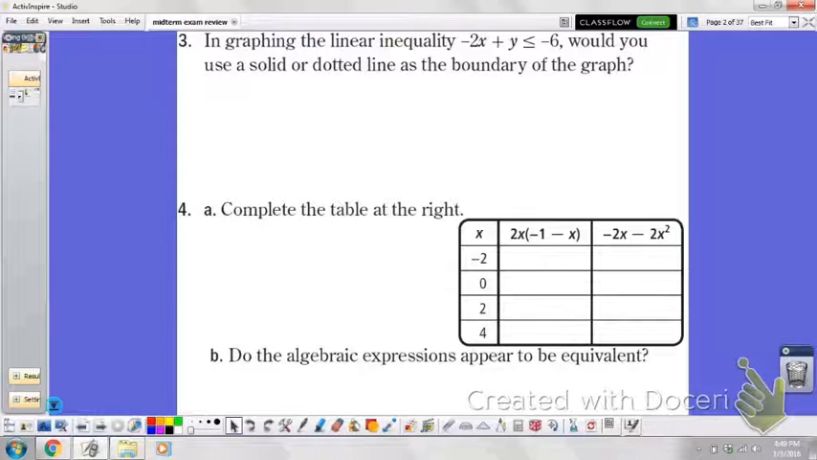Number 3 says, in graphing a linear inequality, -2x plus y is less than or equal to -6, would you use a solid or dotted line as the boundary of the graph? So this is asking us, when we would graph this, what kind of line would we use? Well, remember, to figure that out, we look at the symbol. So I look at my less than or equal to. And since we have an equal to, our line is part of our solution. So to show that, we use a solid line.